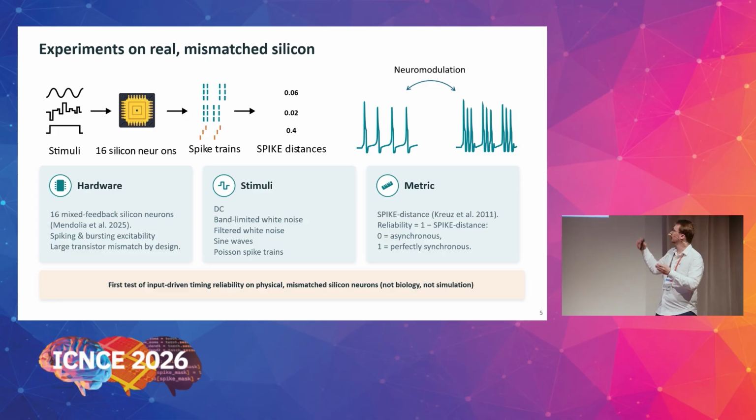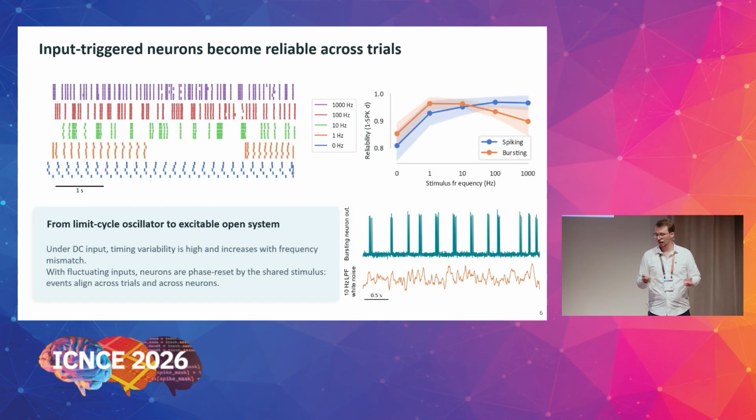And if you take, it's a metric between 0 and 1, so we just define the reliability as 1 minus the spike distance. And as far as I'm aware, this was the first time that someone tried to reproduce this experiment from Mendolia Sosnowski on physical silicon CMOS hardware. And let's see how it turned out. Well, thankfully for us, we showed that, yes, this works also on hardware.